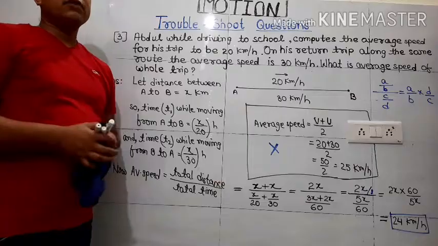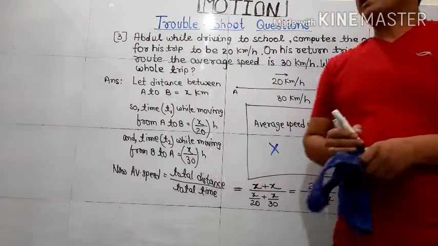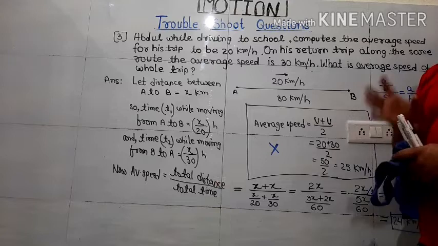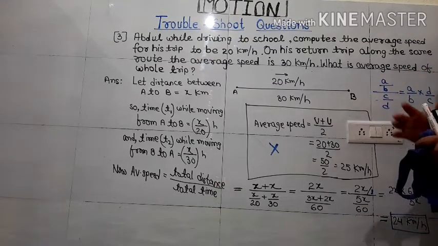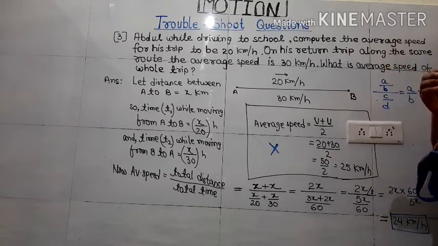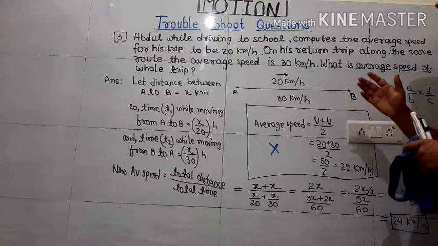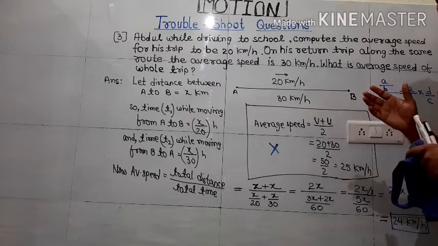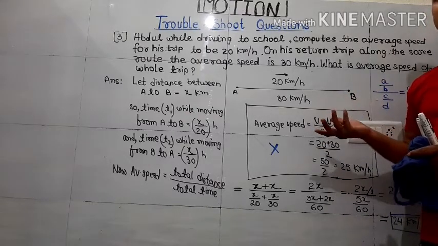Okay. Our next question is based on average speed. Generally, there are 4 types of questions based on average speed. Out of 4, we are going to select this question. Why have I selected this question? Because most of the time, when students solve this type of question, it is generally understood in a wrong way, and thus obviously the answer comes wrong.